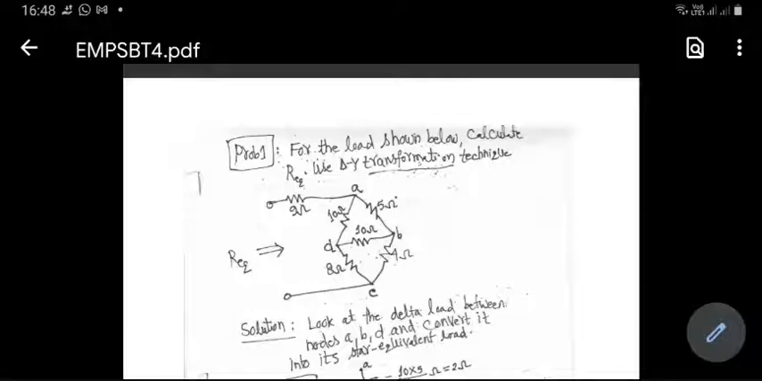Now, obviously, there's more than one way in which you can tackle this. I'm not going to give you the answers, I'm going to give you the philosophical background of how to tackle all this. Your objective is to figure out R equivalent, right? And you have got two deltas with one branch common. And of course, the first 9 ohm will remain as it is. You cannot do much about it.